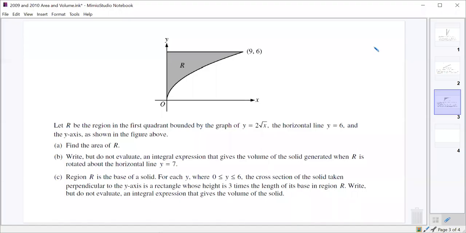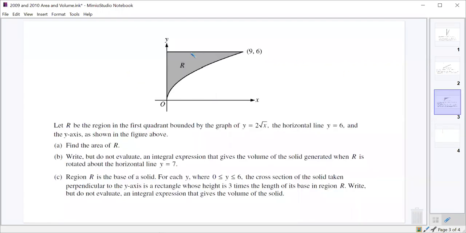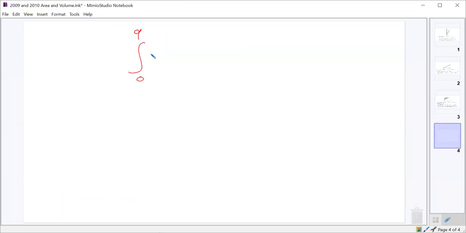So part A of this question from yesterday was to find the area of that region. So how do we find the area of a region? We take the upper bound and we subtract the lower bound. So it should just be the integral from 0 to 9 of the upper function, which is 6, minus the lower function, which is 2 root x.